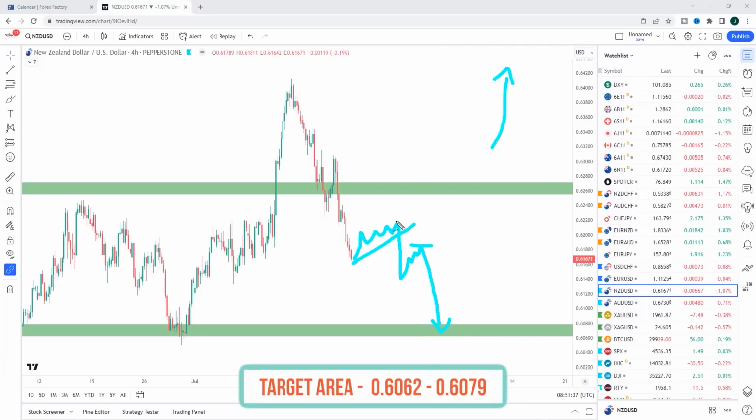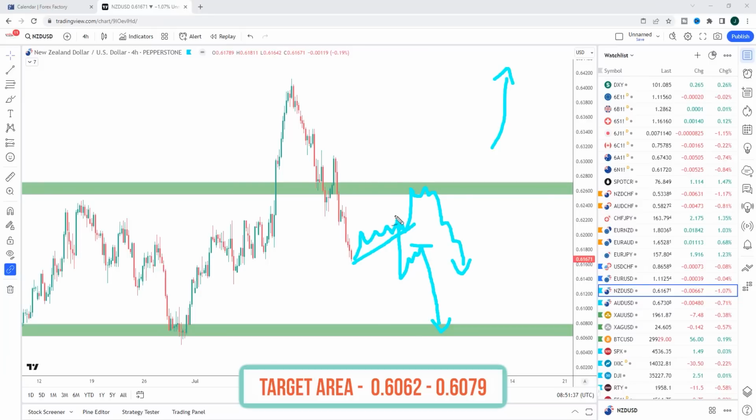0.6070. Or if we just consolidate and then push higher, but we see that there isn't really any reason for this, it's just a bit of volatility based off of the interest rate decision, this would be the opportunity to start to fade this to the downside.